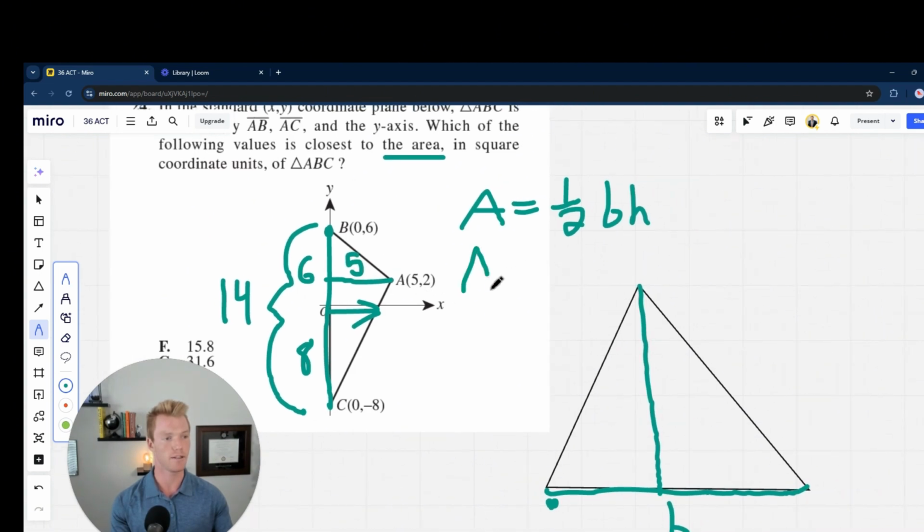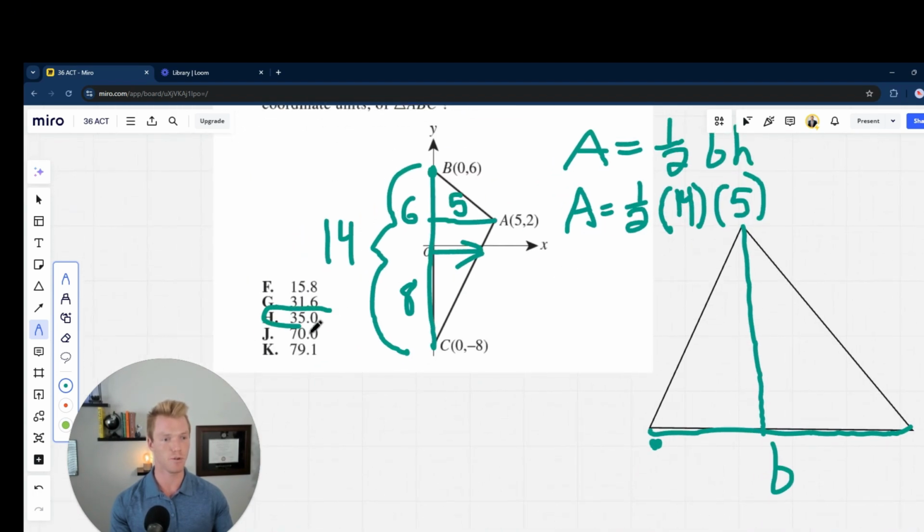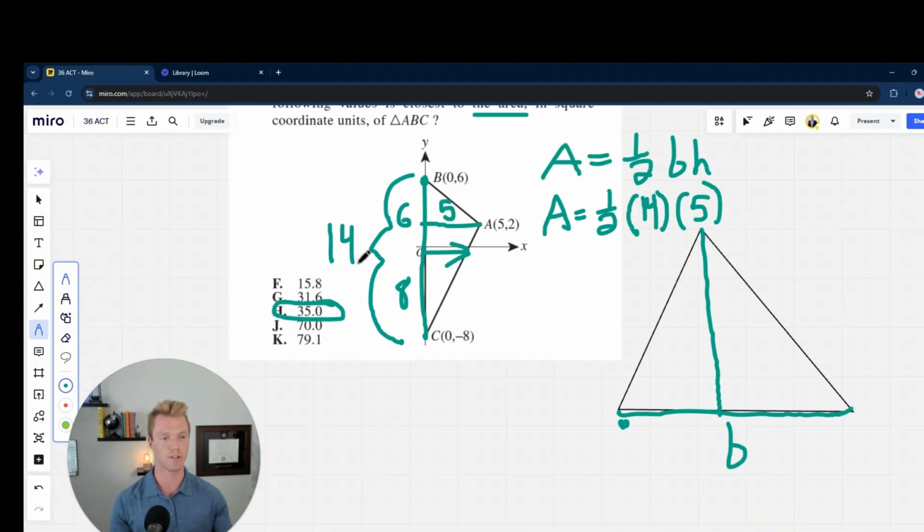And so now we've got our full formula here. Area equals 1/2. Our base is 14. So we can say 1/2 times 14 and then times the height, which is 5. And now we can just do 1/2 times 14, which is 7. 7 times 5 is 35. If that was a little too quick, then you can also punch that in your calculator. And now we know that H, or 35, is the correct answer there.